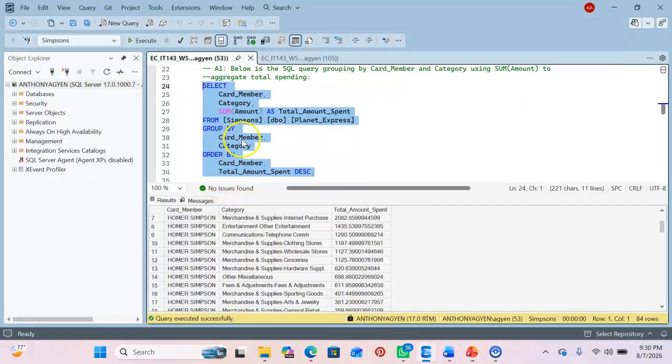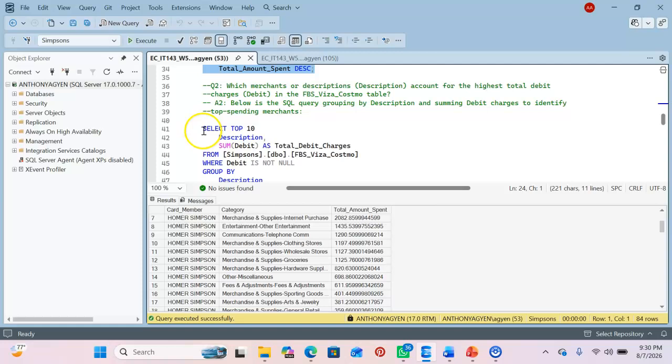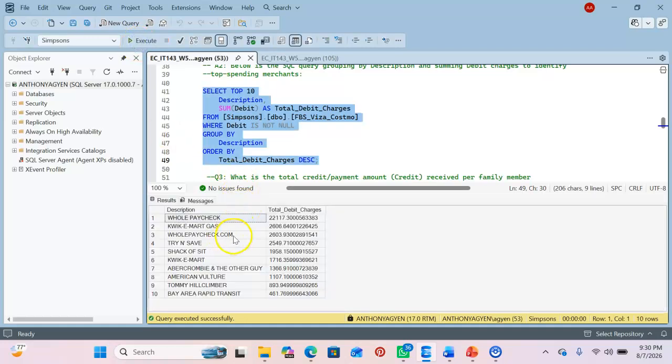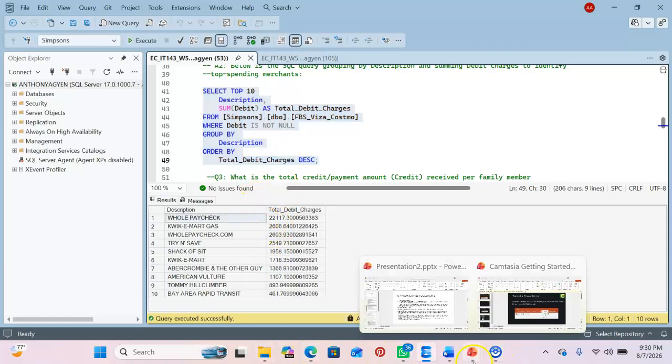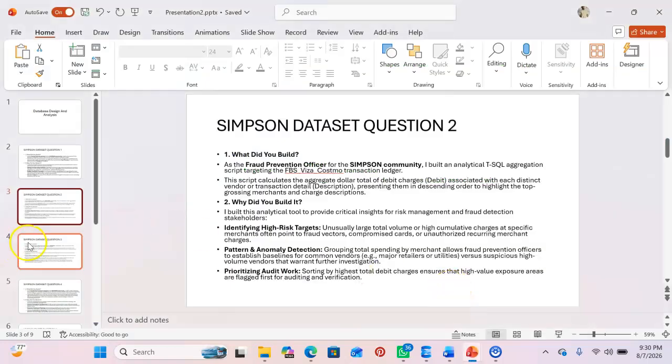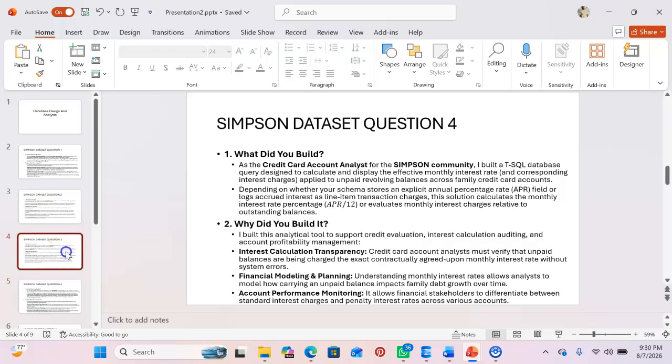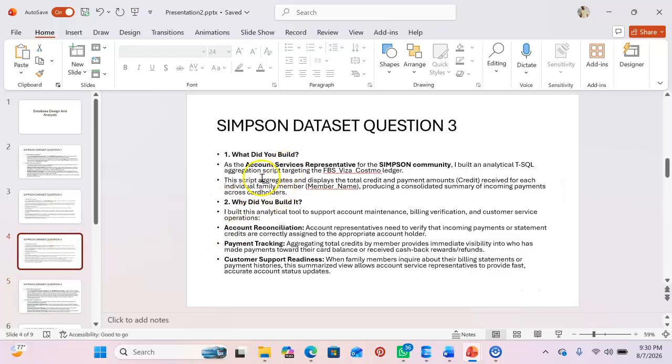Go to our database, then we go to question 2, then we will answer question 2, then we will execute. So this is the SQL statement that we use to execute question 2. Then we will move again to our PowerPoint slide 4. So slide 4. That's the question today.